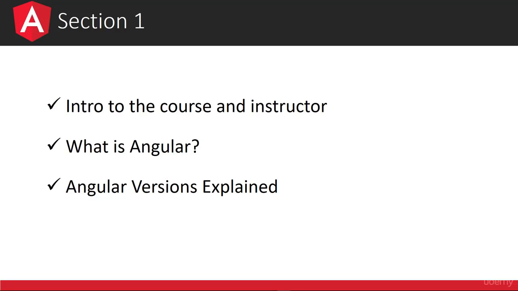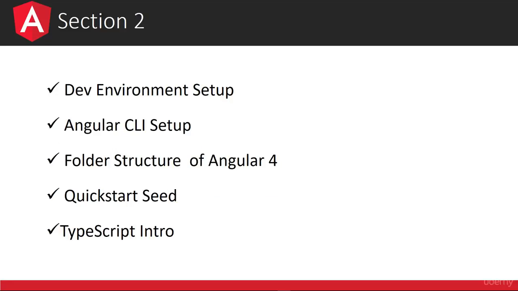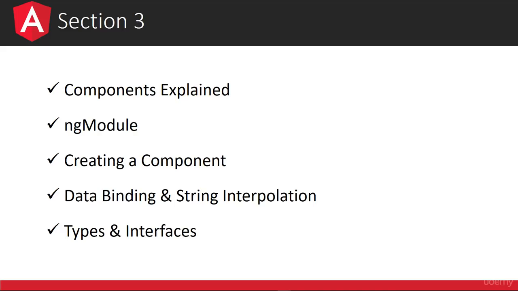So in section 1, I introduced myself and talked about the course outline and what we'll be learning. We also talked a little bit about what Angular actually is, and we cleared up some of the version issues. In section 2, we set up our dev environment, we installed Angular CLI, we inspected the files included in an Angular app, we also looked at the quick start seed and talked a little bit about TypeScript and what some of its advantages are. So in section 3, we talked about components, we talked about why they're important, what some of the advantages are, we looked at ng module as well as data binding, string interpolation, and types and interfaces.